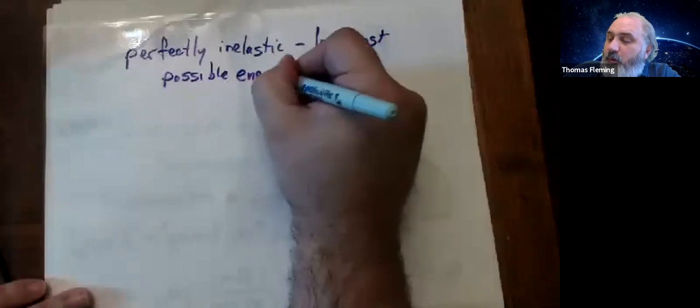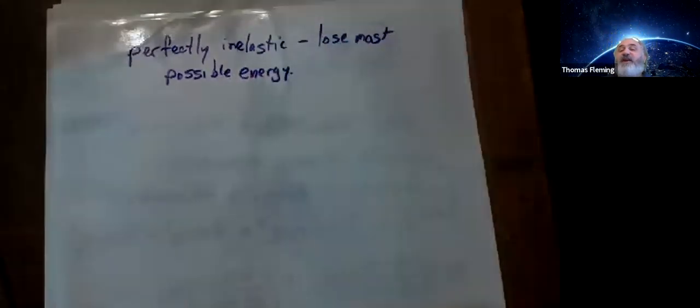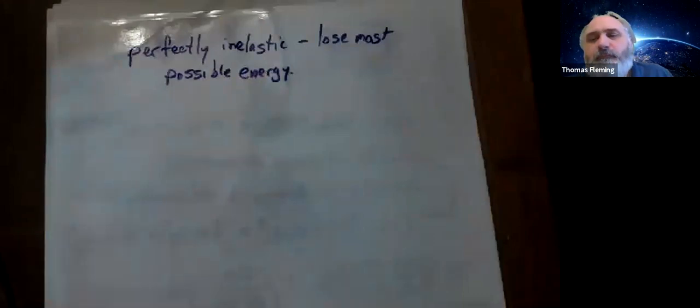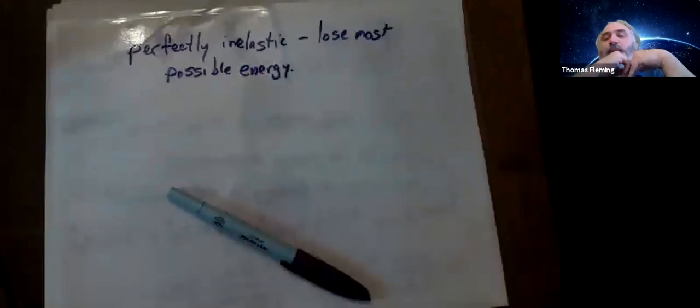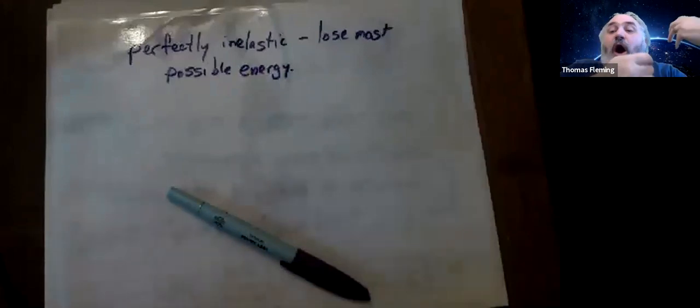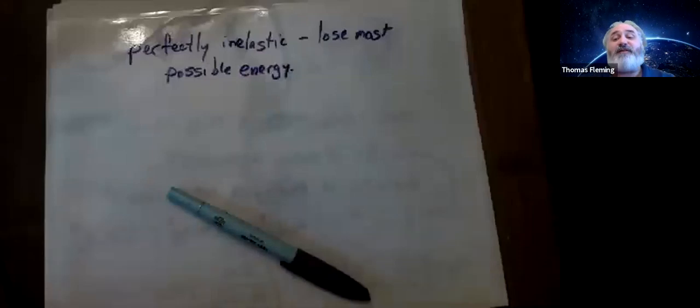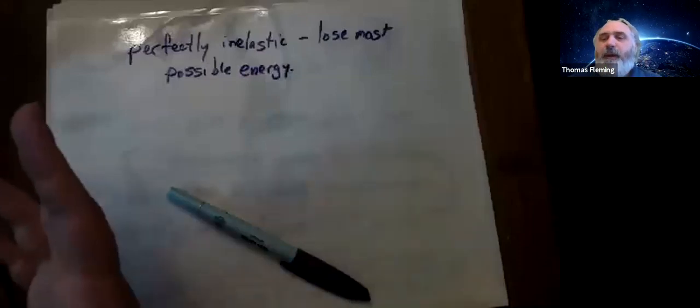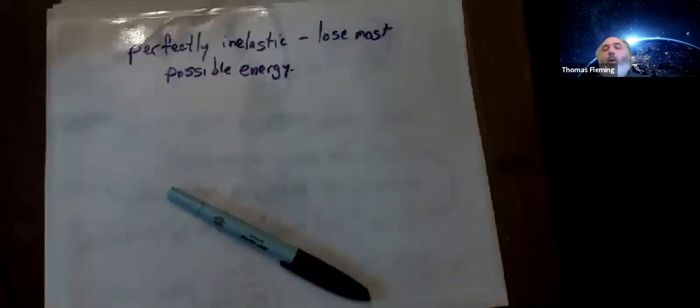Now, when I say the most possible energy, I don't necessarily mean 100% of the energy, because I still have to conserve momentum. If I have two objects that collide, and before I have 100 joules worth of energy, but I have a non-zero amount of momentum for both of those objects, then after the collision, I still better have a non-zero velocity.